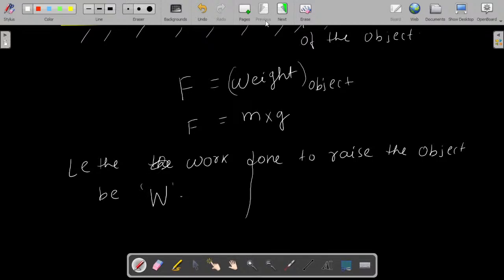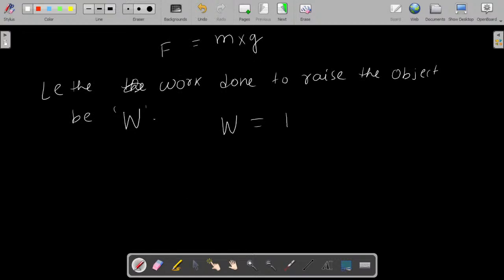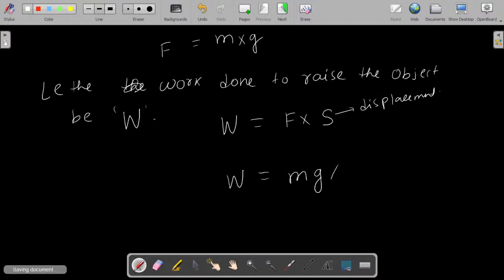Therefore, we know work is equal to what? We know work is equal to force into displacement. Displacement is represented by S. But here there is vertical displacement. So put the value in place of F, you can write mg, and the displacement is h. So work is equal to what? mgh.